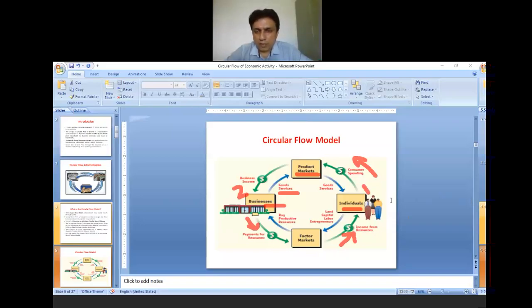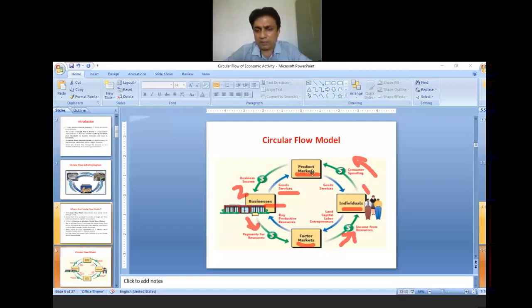Basically there are two markets: one is the product market and the other is the factor market. You can take the example of the share market as a factor market, in which the sale and purchase of the shares of the company are done in the share market. So it is basically an example of the factor market.